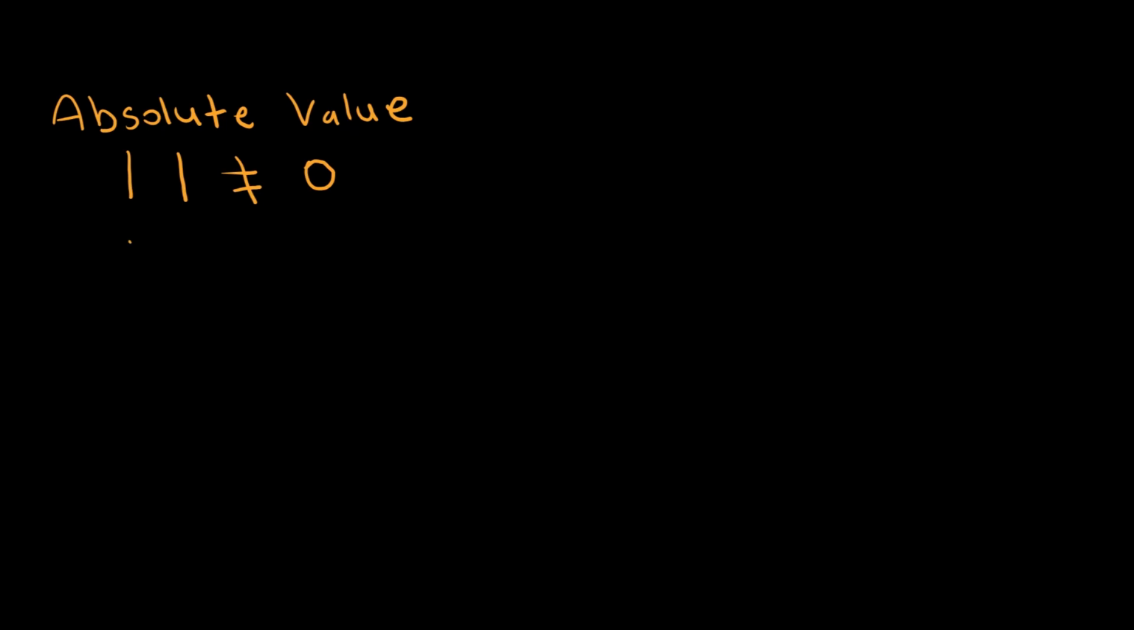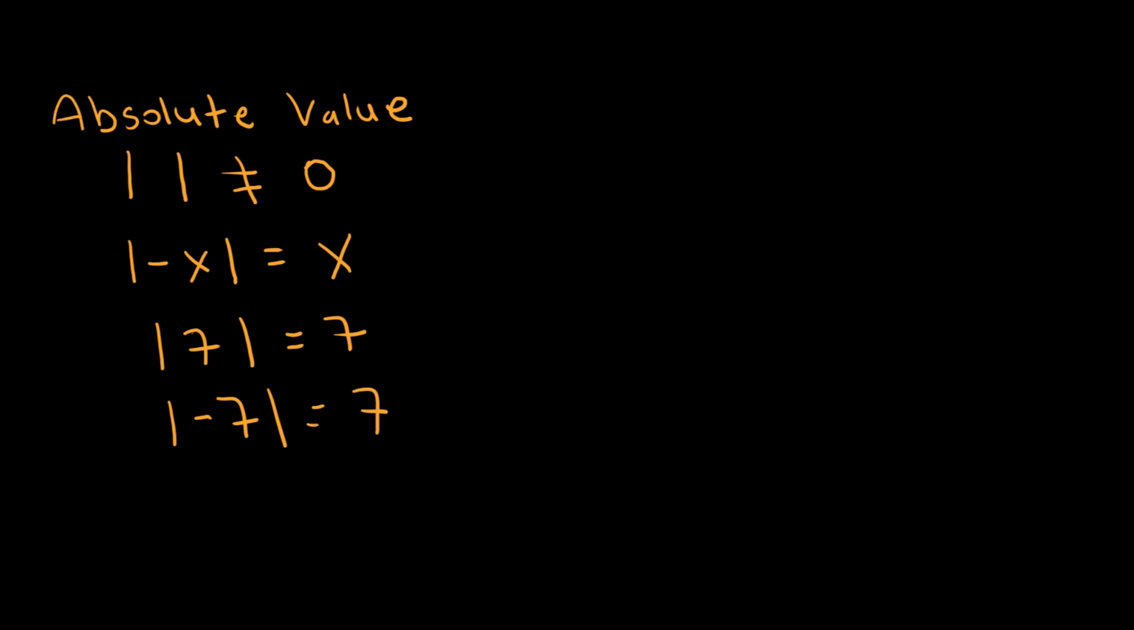Now, what would be the absolute value of negative x? Well, the distance a number is from 0 is simply a distance. And what would be the absolute value of 7? The absolute value of 7 is simply 7. What would be the absolute value of negative 7? Well, the distance negative 7 is from 0 is 7 digits away.